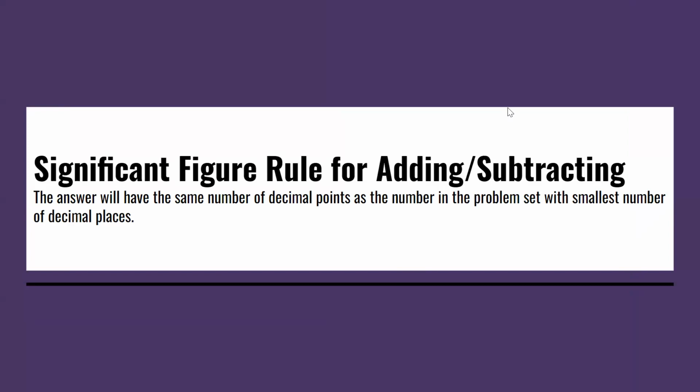The answer will have the same number of decimal points as the number in the problem set with the smallest number of decimal places. So when you're adding or subtracting, the first thing you do is check the number of decimal places. Okay?